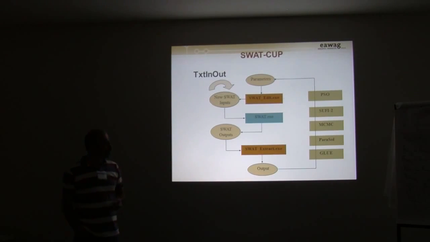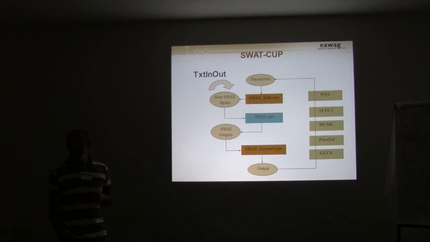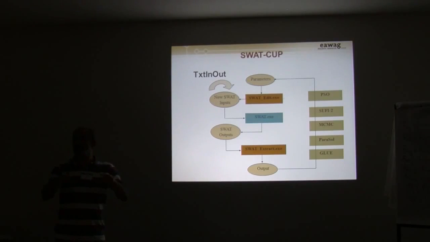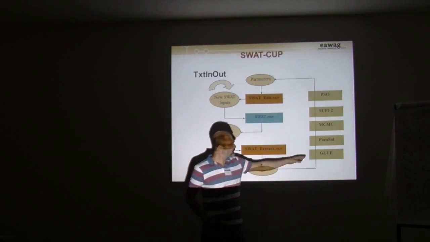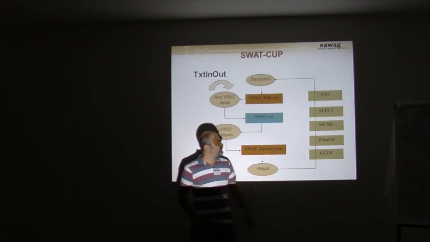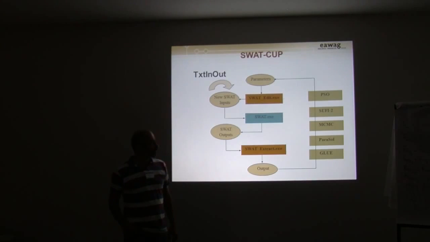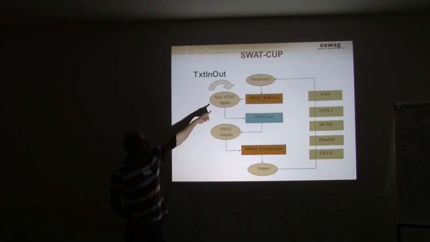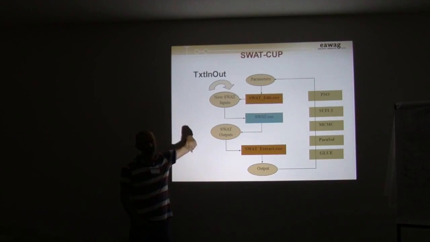There is SUFI2, and there is PSO, the particle swarm algorithm, which is based on the natural behavior of a swarm of bees, for example, and how they optimize. So these programs are in there, and you can use any of them. Of these, GLUE is probably the simplest one, and MCMC the most difficult one to use. But they're all available. The idea is that any of them can generate parameters around the model.